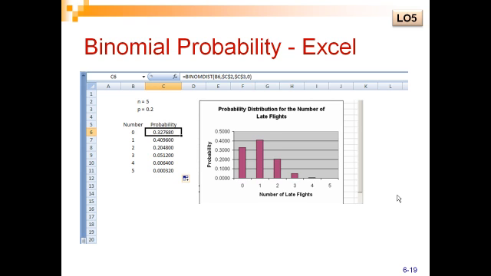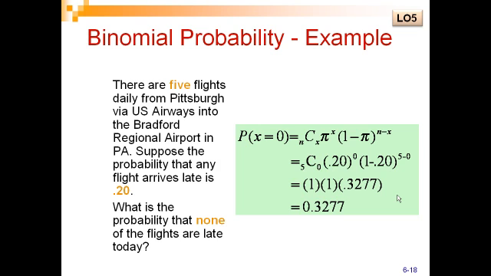For the probability that exactly one of the flights is late today, you can refer to your reference book. So this is the slide captured from Excel to show you how you can use Excel to compute and to graph the binomial probability. Now I will show you the probability that none of the flights are late today.